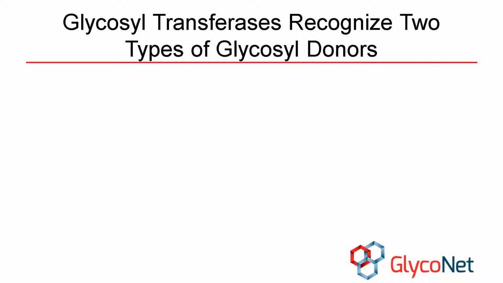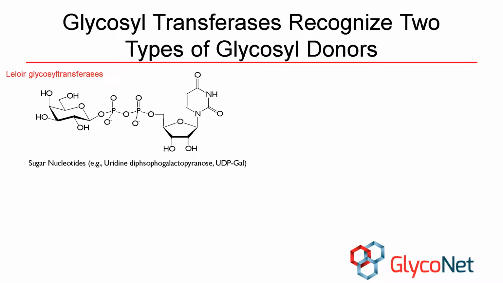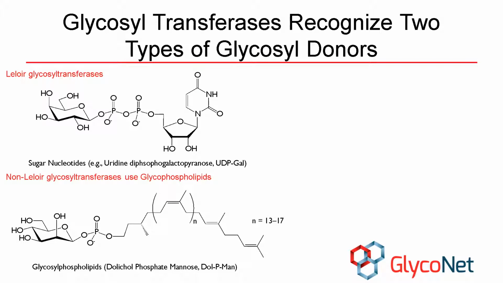Glycosyltransferases are classified as either Leloir or non-Leloir based on the type of glycosyl donor that they recognize. The Leloir transferases recognize sugar nucleotides, whereas the non-Leloir transferases recognize sugar phospholipids. They were named after the 1970 Nobel Prize-winning chemist Luis Leloir, who discovered sugar nucleotides.